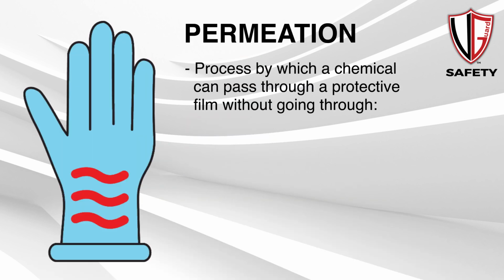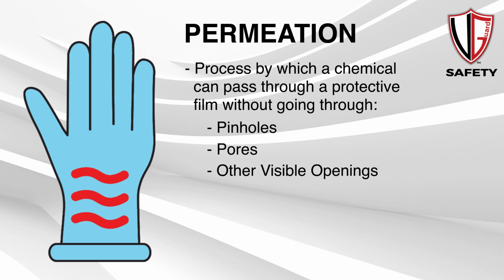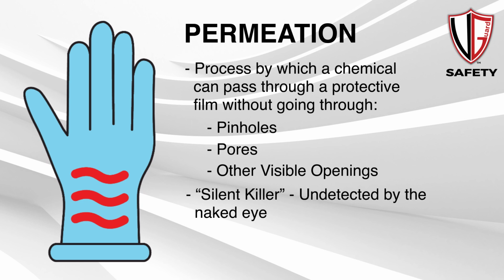Permeation refers to the process by which a chemical can pass through a protective film without going through pinholes, pores, or other visible openings. This is often referred to as a silent killer because it's undetected by the naked eye. In many cases, the permeated material may visually appear unchanged.